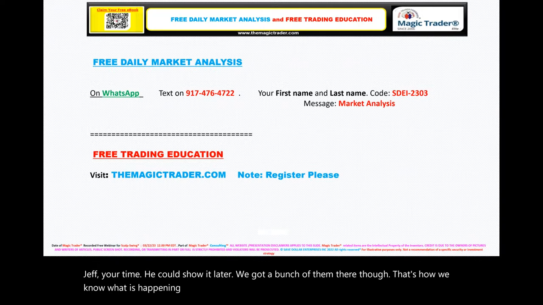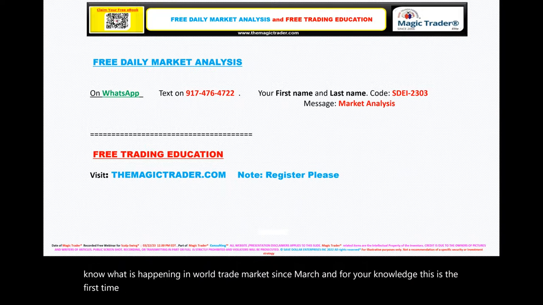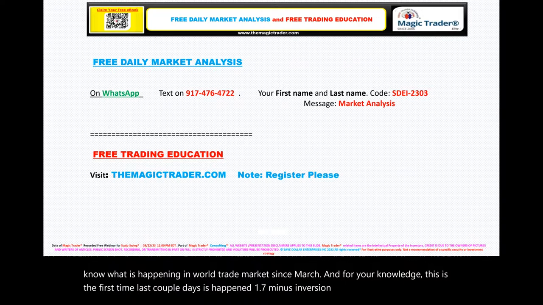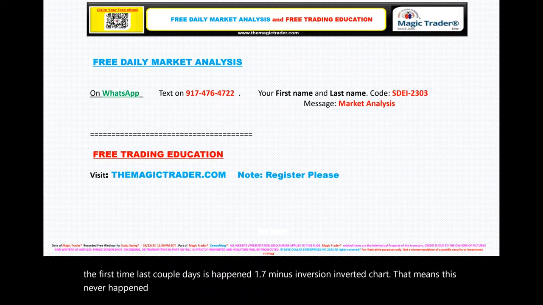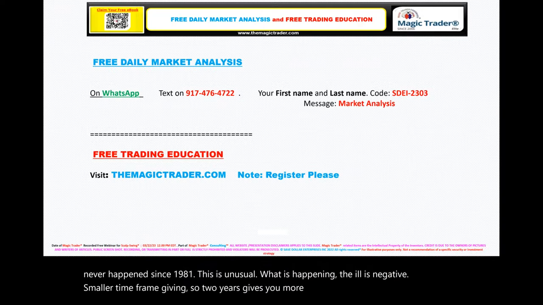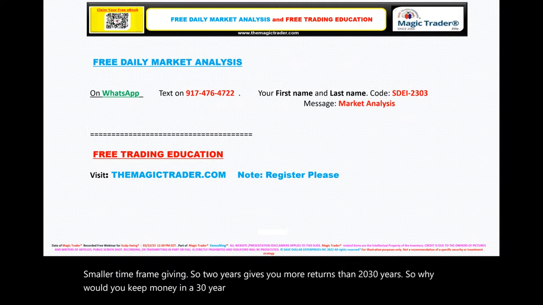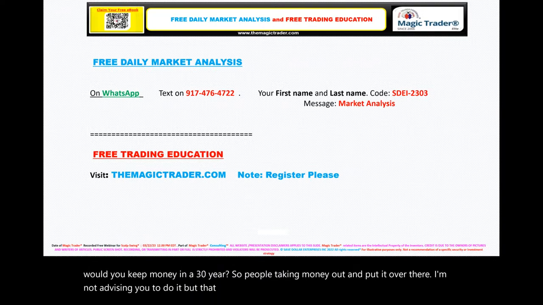Inverted market since March. And for your knowledge, this is the first time in the last couple of days it happened, a 1.07 minus inversion, inverted chart. That means this never happened since 1981. This is unusual, what is happening. The yield is negative, so the smaller time frame gives, so 2 years gives you more returns than 20, 30 years. So why would you keep money in 30 years? So people are taking money out and putting it over there. I'm not advising you to do it, but that is the effect of inversions.